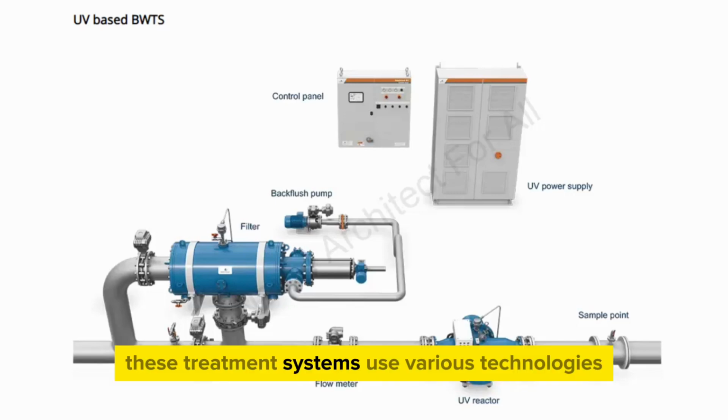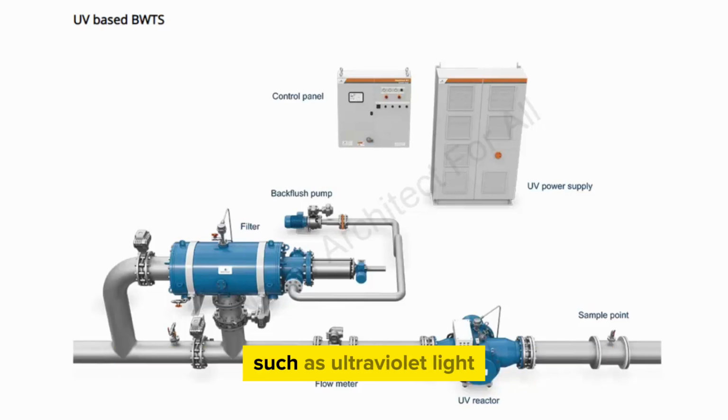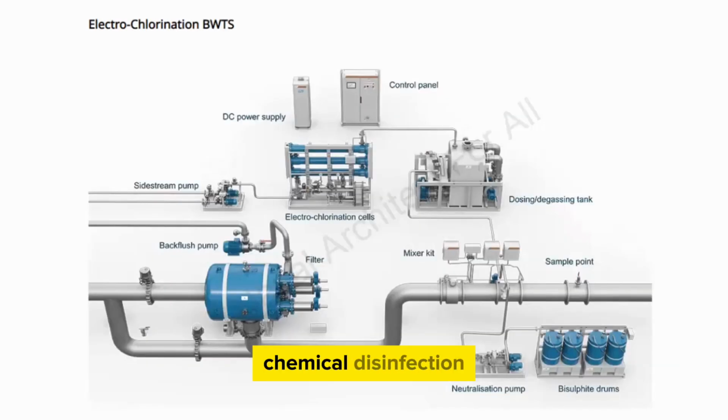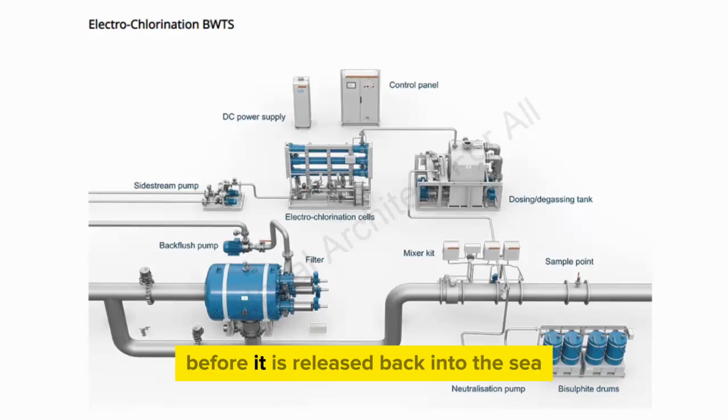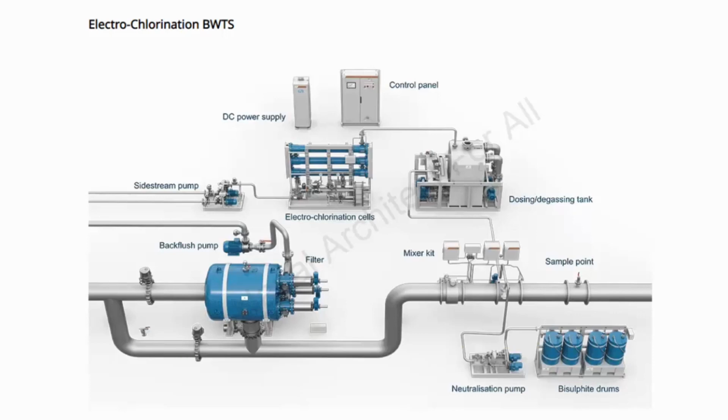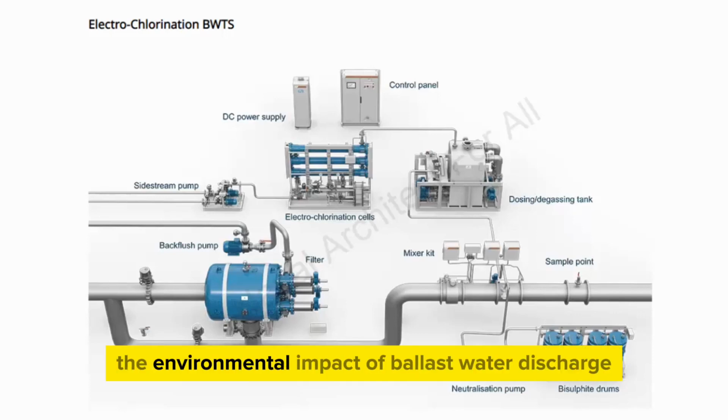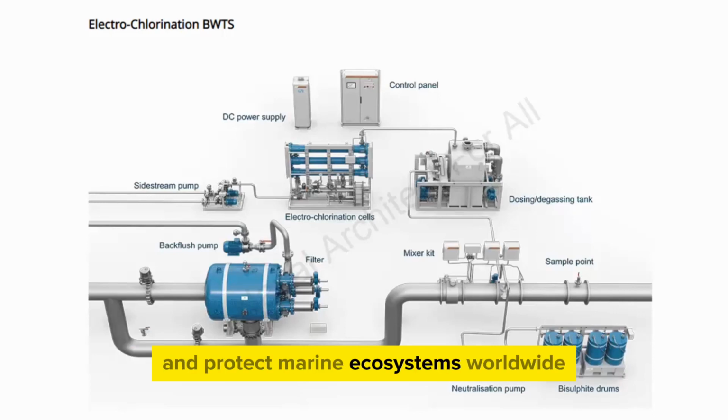These treatment systems use various technologies, such as ultraviolet light, chemical disinfection, and filtration, to remove or kill organisms in the ballast water before it is released back into the sea. The goal is to reduce the environmental impact of ballast water discharge and protect marine ecosystems worldwide.